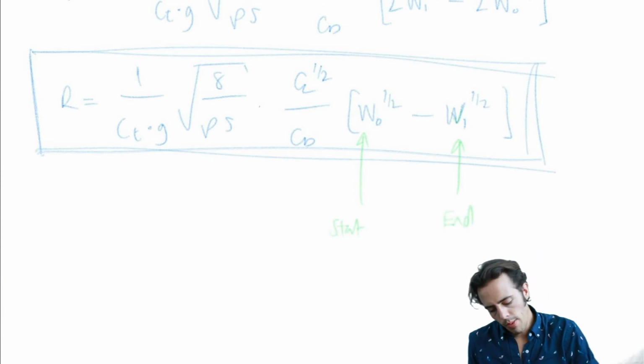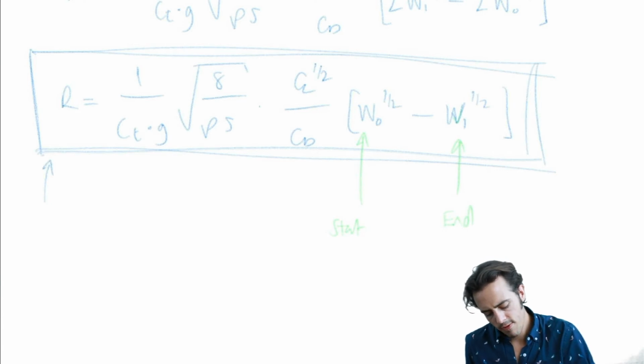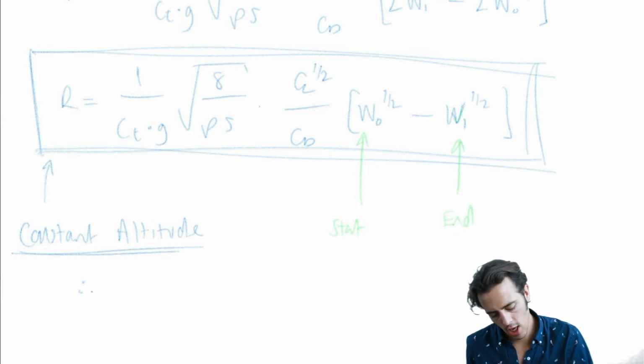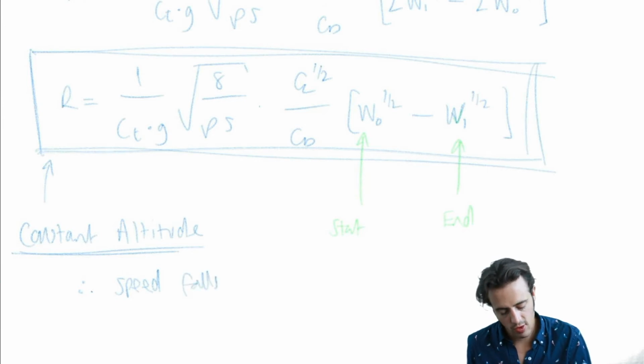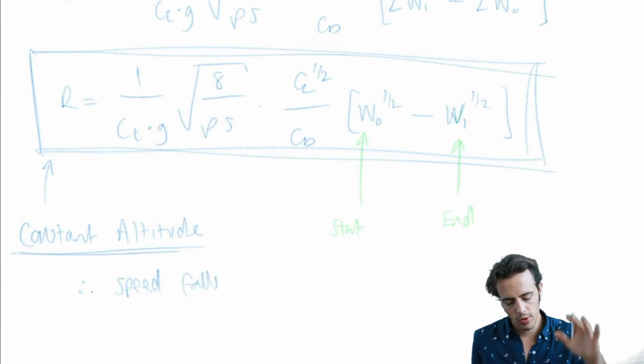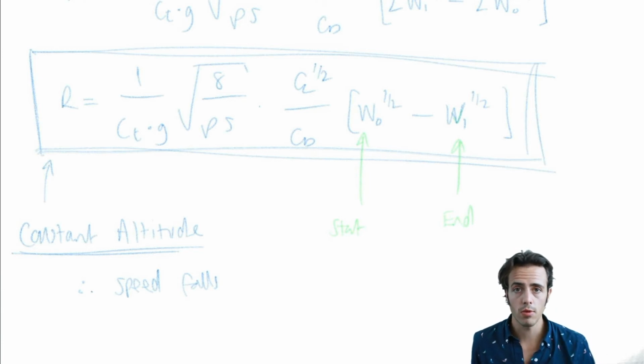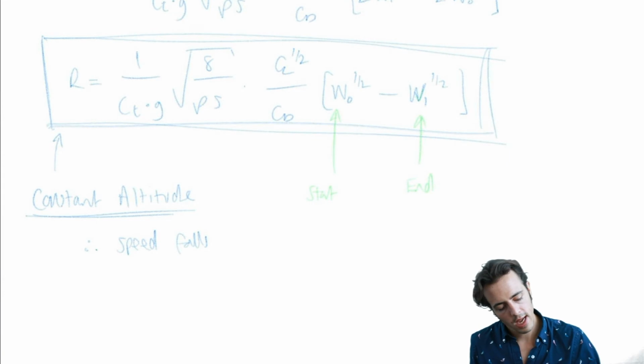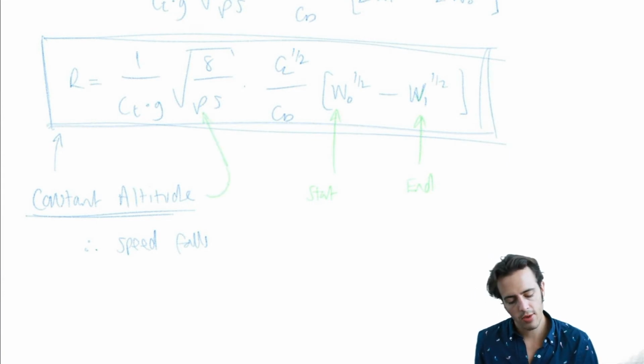Okay, so what we've now just determined, this is the range for the constant altitude. And for that, we know therefore the speed has to change. So the speed falls with the cruise, meaning that our aircraft is going to slow down as we go along. Okay, so this altitude in here is going to be a constant, and everything else in here we can determine.